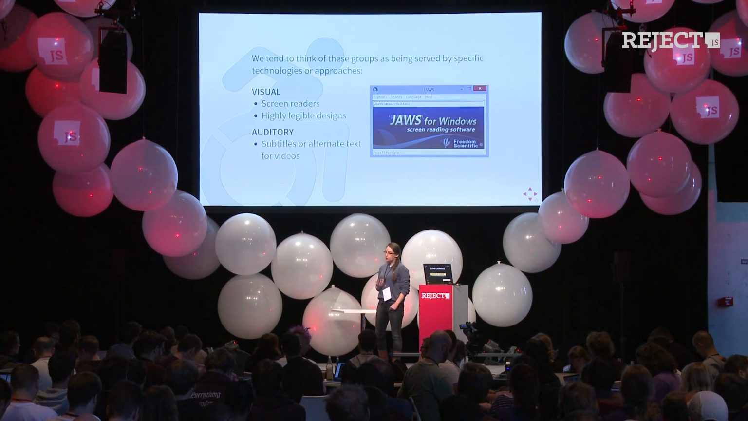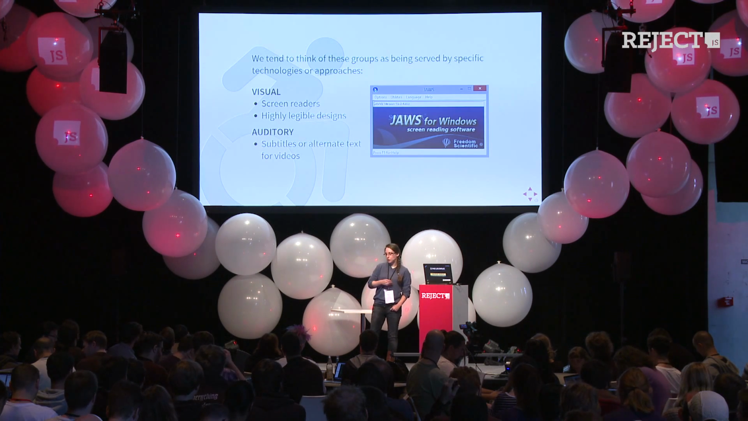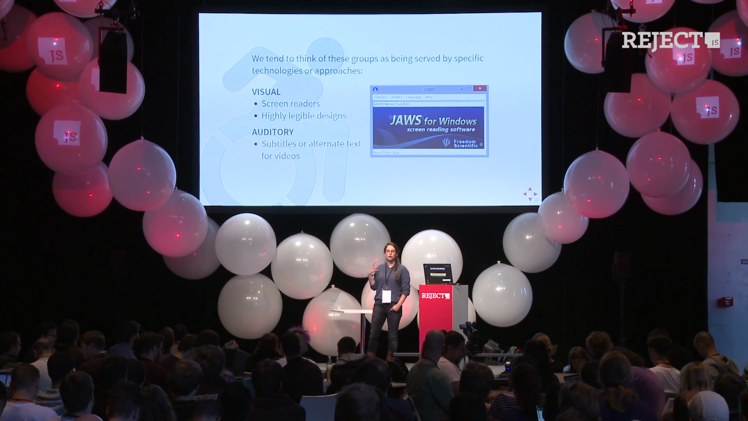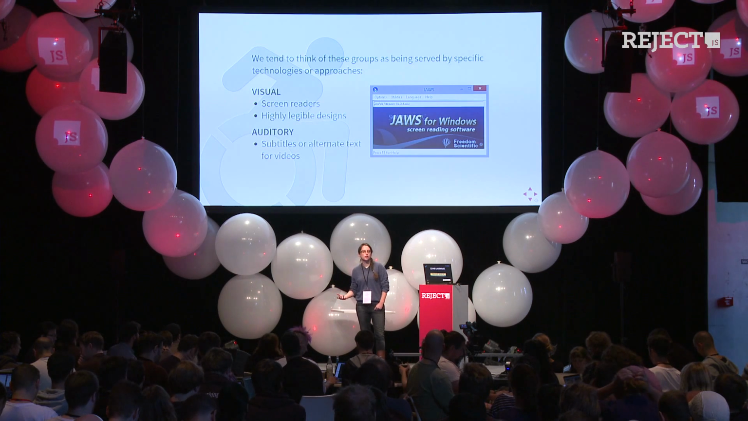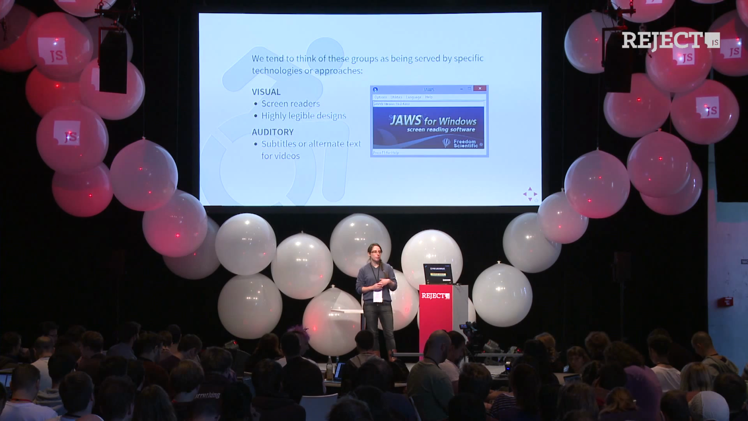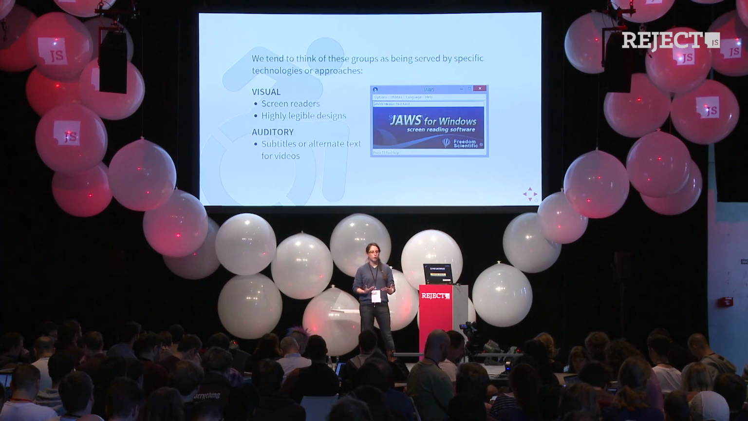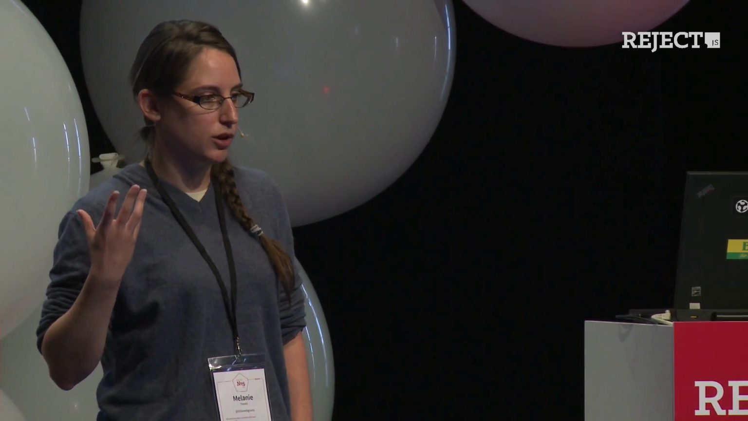So we tend to think of these groups as being served by specific assistive technologies. If you have visual impairment, then some of the tools you might use include screen readers. On Mac, there's VoiceOver. For Windows, there's this software called JAWS. Other approaches we can take as designers and developers is to ensure our designs are very legible, not too cluttered and things like this. If there's auditory impairment, then we can serve people who have this problem through the use of subtitles or the use of alternative text for audio or video content.